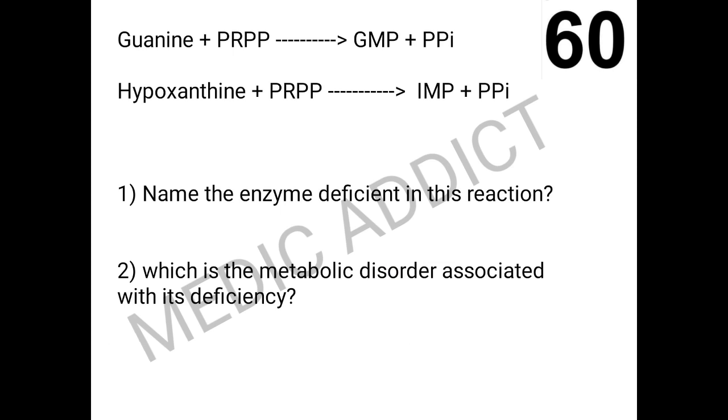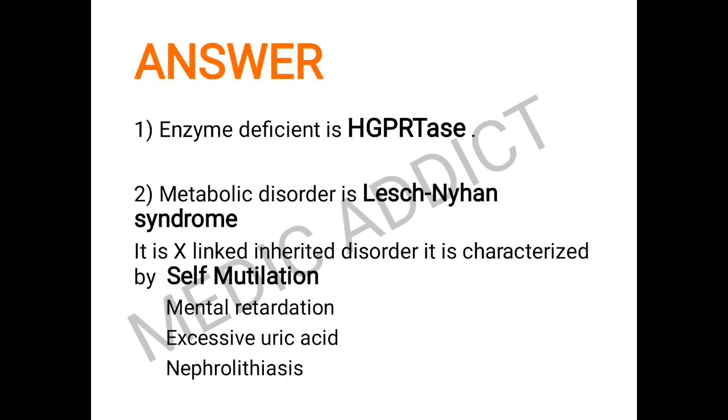So this spot is the chemical reaction, that is conversion of guanine to GMP and hypoxanthine to IMP. So we have to name the enzyme deficient in this reaction and the metabolic disorder associated with this enzyme deficiency. The deficient enzyme is HGPRTase, and the metabolic disorder associated with it is Lesch-Nyhan syndrome. It is an X-linked inherited disorder and it is characterized by self-mutilation, mental retardation, excessive uric acid, nephrolithiasis. Let's move to the next spot.